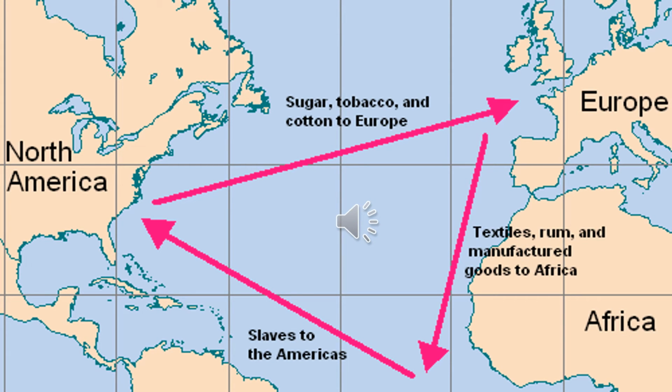This map shows the triangle trade. From North America to Europe, they sent sugar, tobacco, and cotton. From Europe to Africa, they sent textiles, rum, and manufactured goods. Then from Africa to North America, they sent slaves.